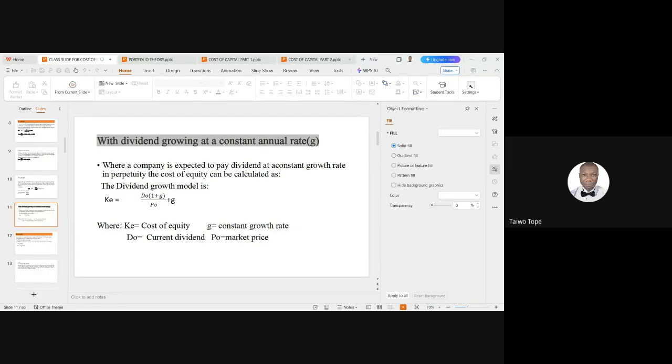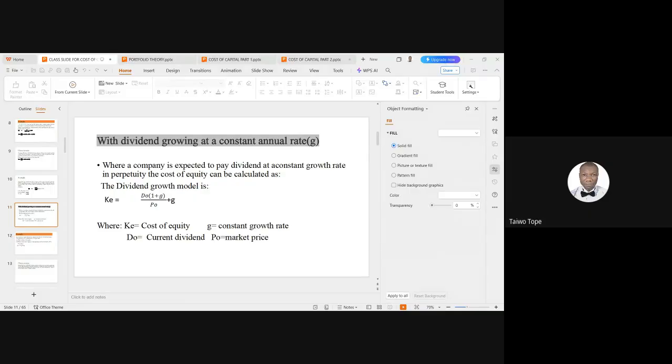So when you have this scenario, how are you going to solve questions? Please write this formula down. Where you have a dividend growing at a constant rate, you use this formula: cost of equity is equal to D0 into the bracket of 1 plus g, divided by P0 plus g. Depending on the literature, maybe your study pack, this P0 might be MV, market value.